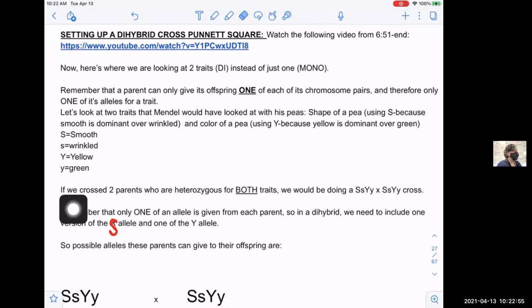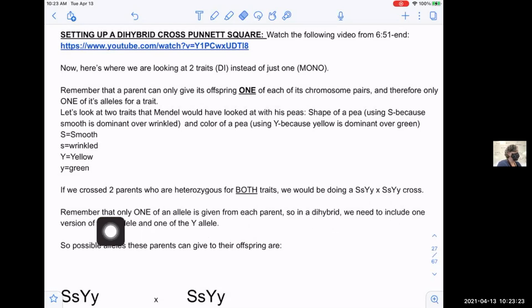All right, so if we cross 2 parents, so these are peas, but there are males and female plants as well. So if we cross 2 parents who are heterozygous for both traits, then we're going to be doing a cross that looks like this. So big S, little s, big Y, little y is the genotype of one parent, and the other parent is the same. Okay, so this is our cross. These are our parents' genotypes.